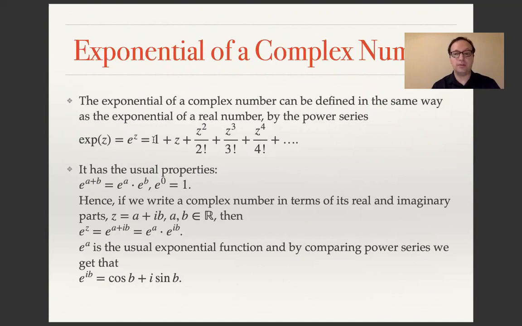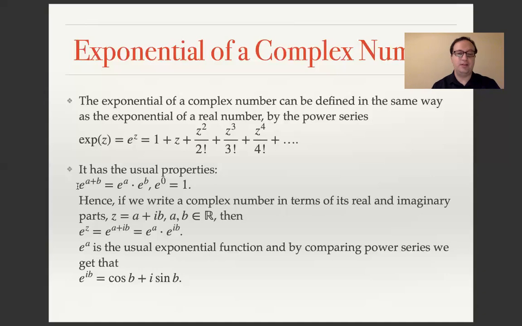One of the usual ways of defining this exponential is by the power series 1 plus z plus z squared over 2 factorial plus z cubed over 3 factorial plus z to the 4th over 4 factorial plus z to the 5th over 5 factorial, etc. This is an infinite sum. And so again, exponential z, or e to the z, is equal to this sum, and this infinite sum is guaranteed to converge for every real and every complex number z.